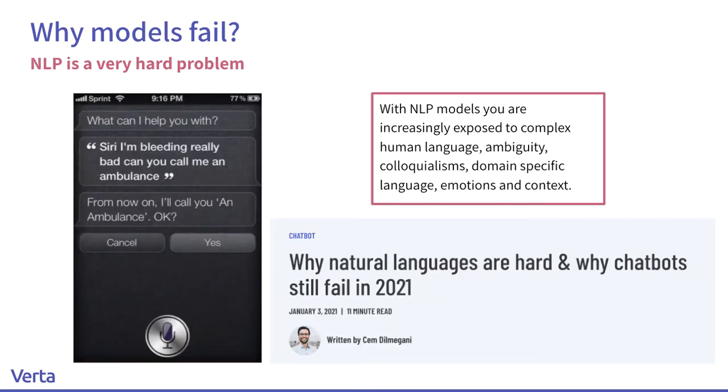NLP is a hard problem. They involve complex linguistics, there is ambiguity, context, emotions, and all the nuances of human language. So it's a learning process. As we launch NLP models, they're exposed to more users, and we need that to learn and adapt, but not at the expense of silent failures in production, and we have no clue we released a model and it's failing.